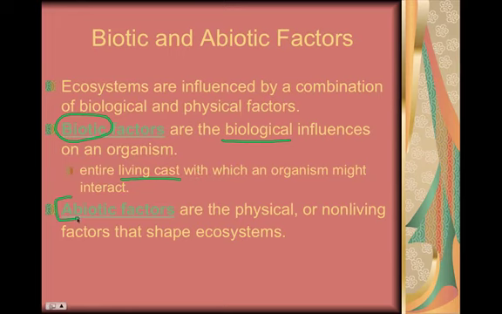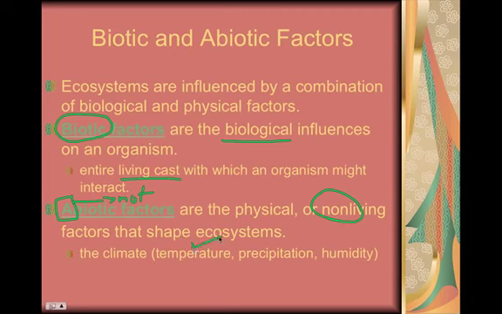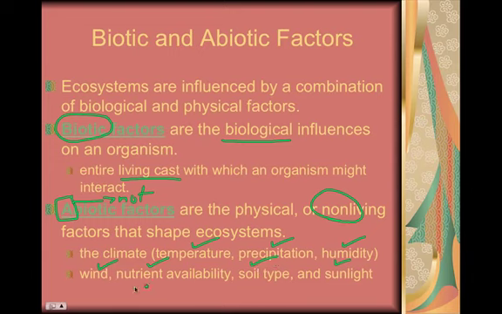Abiotic, and the prefix a means not. So abiotic are the physical or non-living factors that shape an ecosystem. Examples here might include the climate, which is temperature, precipitation, and humidity. Also wind, nutrient availability, soil type, and sunlight. So all of these are going to be abiotic, or non-living, factors.